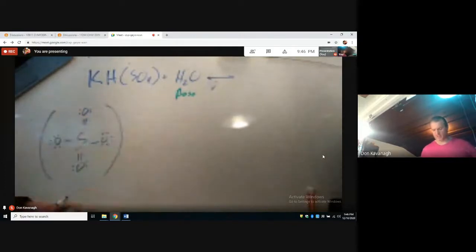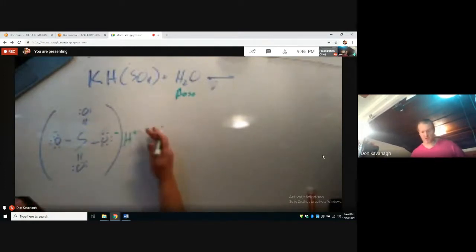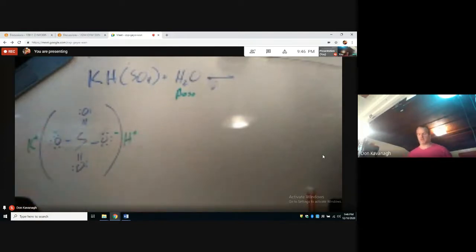This is our sulfate. These 2 oxygens here, based on their formal charge calculation, will carry the negative charge. The positively charged hydrogen, I'm just going to place over here, and the positively charged potassium I'm going to place over there because of how my drawing platform is. I'll draw the water again in the same kind of orientation.